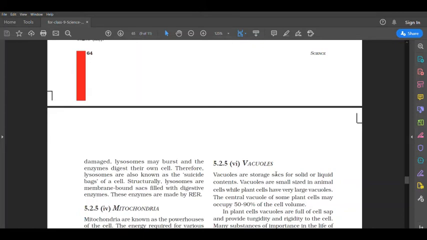Lysosomes can act in the form of either what? Digestive bags, or they can also act in the form of suicide bags. So today we have tried to understand three different organelles of the cell. The first was endoplasmic reticulum, the second was Golgi apparatus, and the third was lysosomes. The other three organelles we will discuss in the coming part of the next session. Thank you.